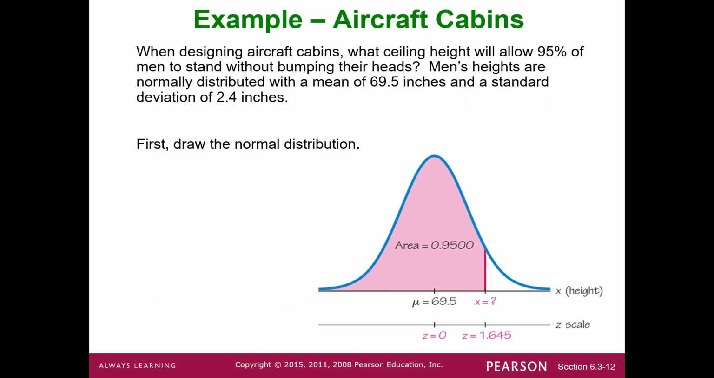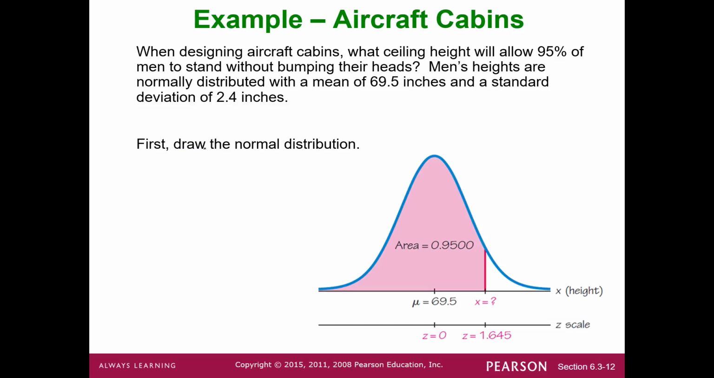Now, let's do an example of this. So in this problem we have, it says, when designing aircraft cabins, what ceiling height will allow 95% of men to stand without bumping their heads? Men's heights are normally distributed with a mean of 69.5 inches and a standard deviation of 2.4 inches.